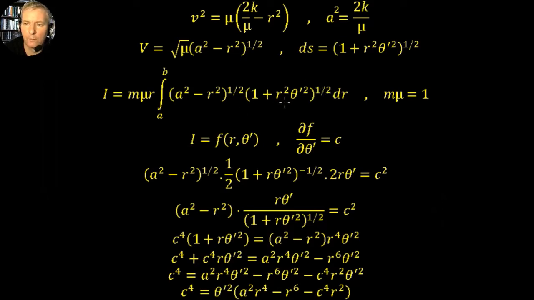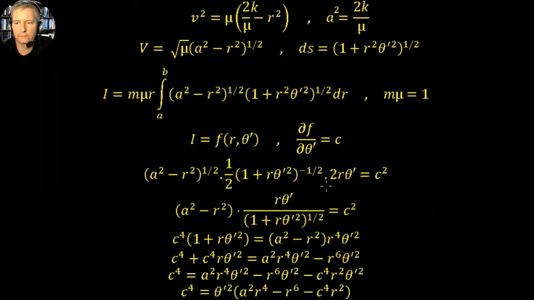So it'll be half of 1 plus r squared theta derivative squared to the minus a half, and then we differentiate what's inside it. So that's going to be 2r theta derivative, and that is equal to a constant. So we'll just call it a constant squared. Again, it just helps the maths when we work through the rest of the example.